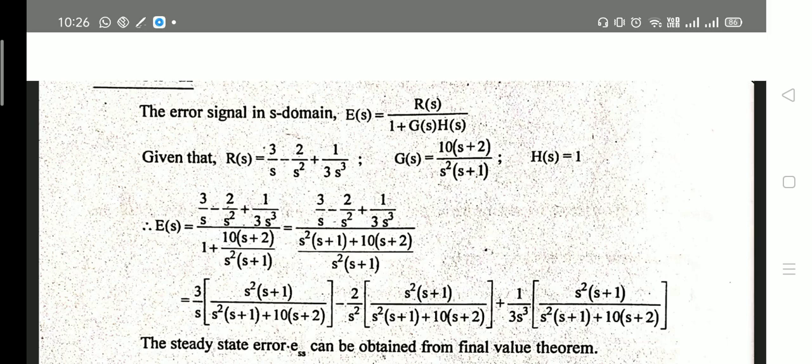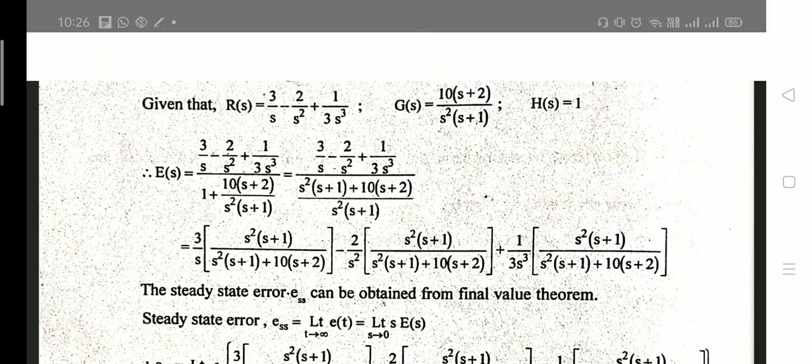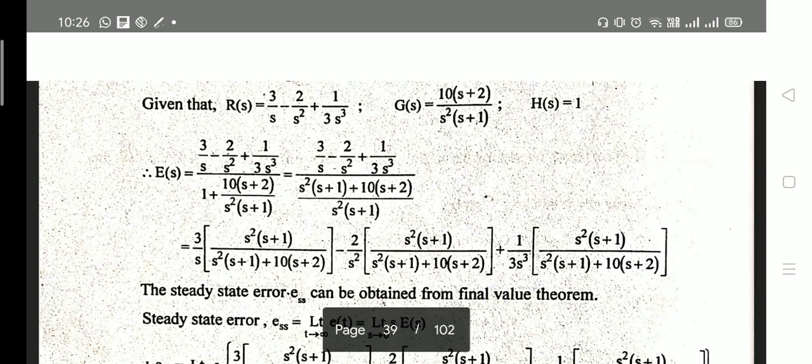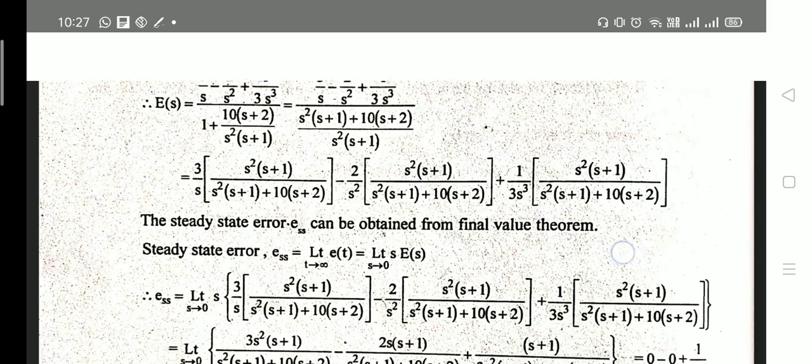Okay, first of all substituting here: 3/s minus 2/s² plus 1/(3s³), divided by 1 plus 10(s+2)/(s²(s+1)). After cross multiplication and simplifying this, we will get 3/s into (s²(s+1))/(s²(s+1) + 10(s+2)) minus 2/s² into (s²(s+1))/(s²(s+1) + 10(s+2)) plus 1/(3s³) into (s²(s+1))/(s²(s+1) + 10(s+2)).